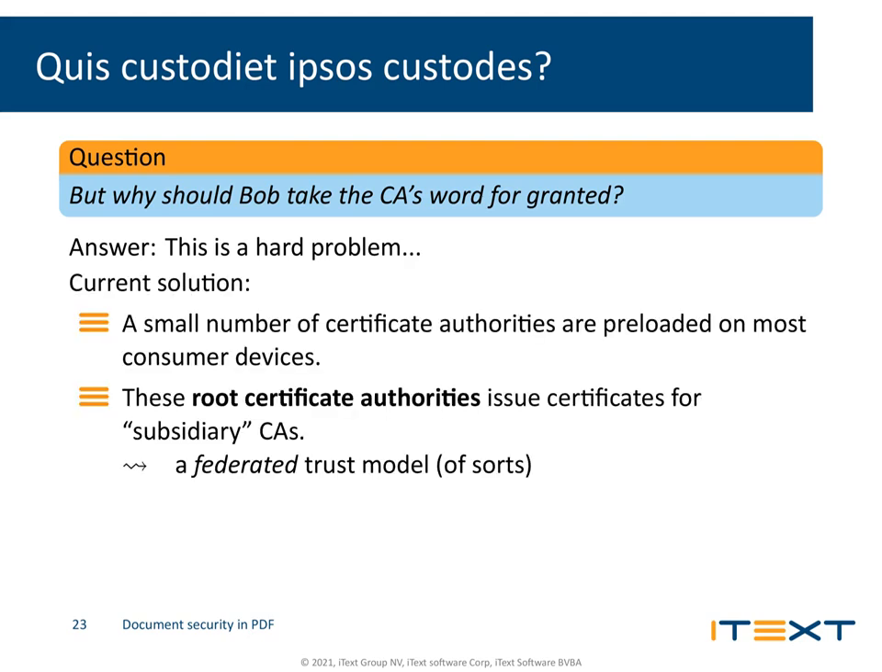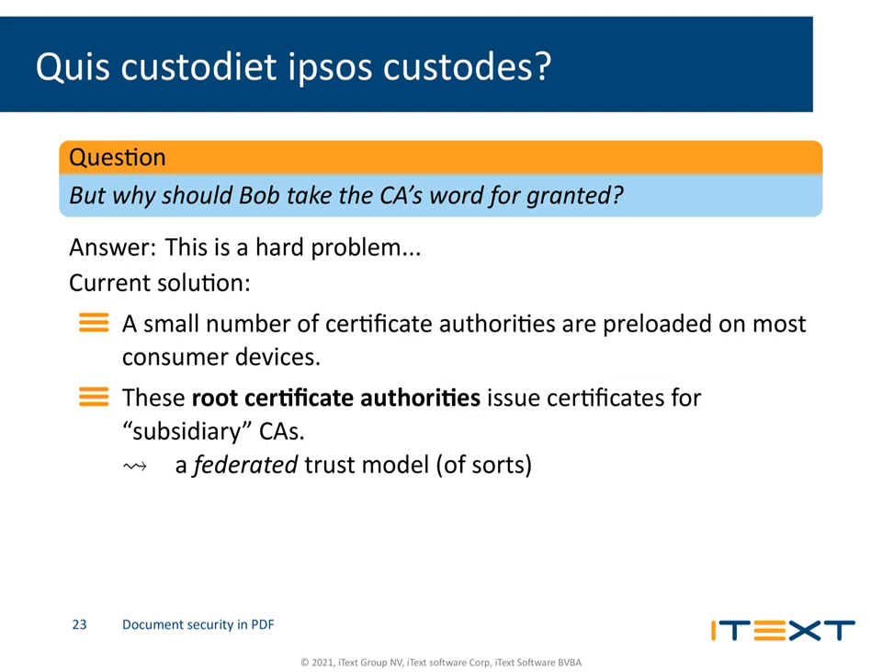Now, the current solution is more or less the following. A very small number of well-regarded and widely trusted certificate authorities have their certificates preloaded on most consumer devices. That includes your laptop, and some browser vendors maintain their own CA stores and so on. These certificates are usually called root certificate authorities or trust anchors.